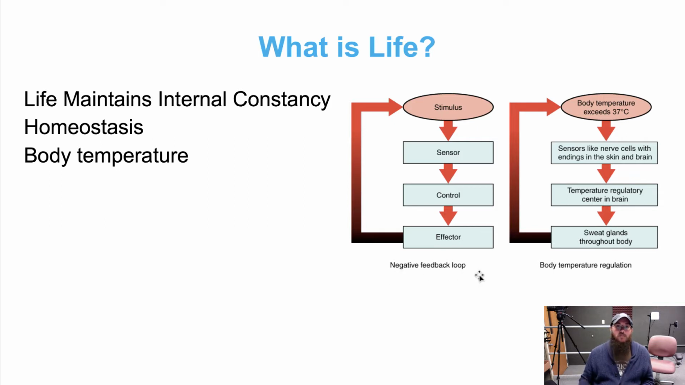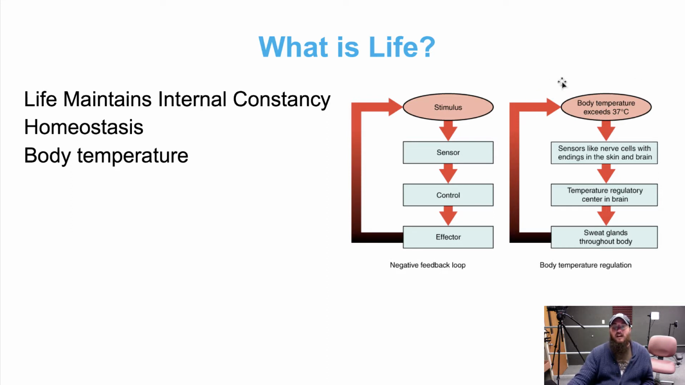So a feedback loop is just, are we going to promote an existing situation or are we going to counter it? Negative feedback loops are those that counter existing situations. So we're going to have a stimulus, a sensor, a control, and an effector. So what is the stimulus here in a negative feedback loop? Which remember, we're going to counter an existing situation.